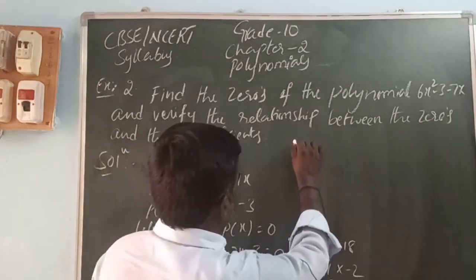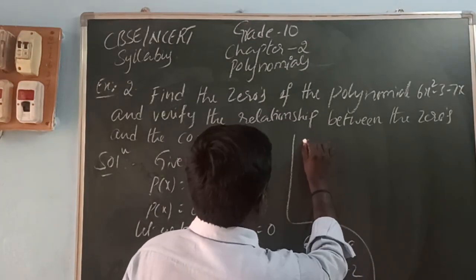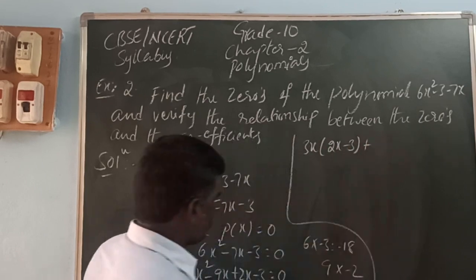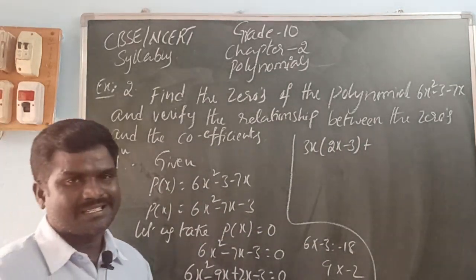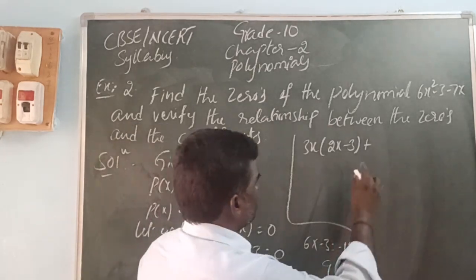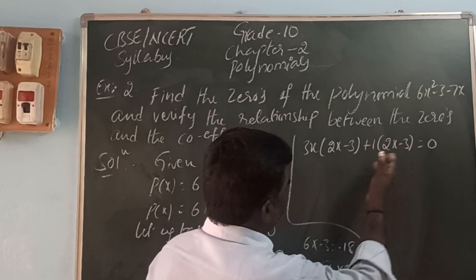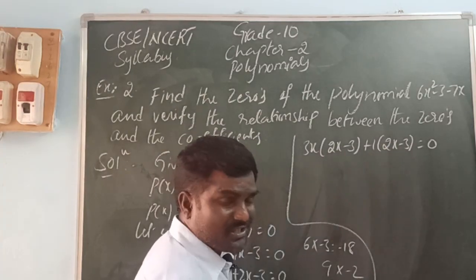So here 3x is taken outside. What remains? 2x minus 3. From the last term there is no common factor, so 1 is a common multiple of any number. So let us take 1 outside, that gives 2x minus 3 is equal to 0. In these two expressions, what is common?